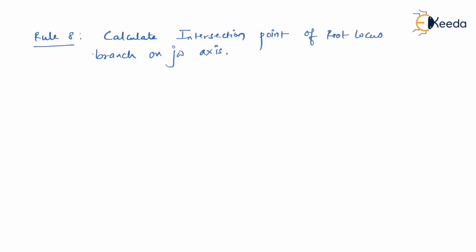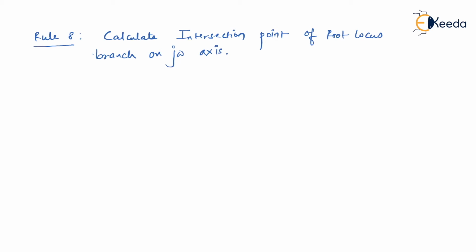So what is rule number 8 about? Rule number 8 is to calculate the intersection of root locus branch on the j omega axis. Let's see. So what is meant by that? I'll tell you. As you are aware, root locus is nothing but the journey of poles.